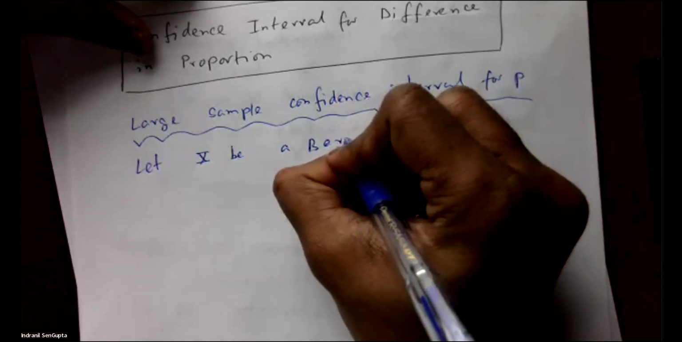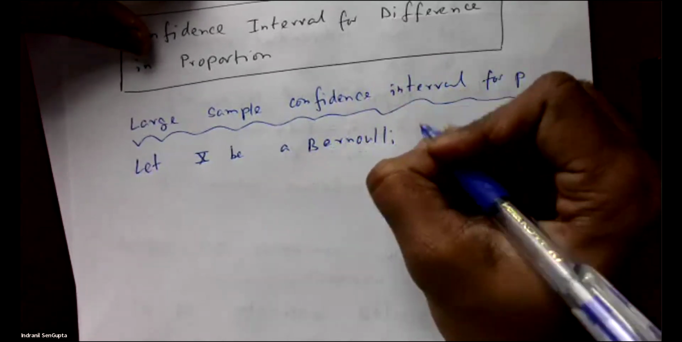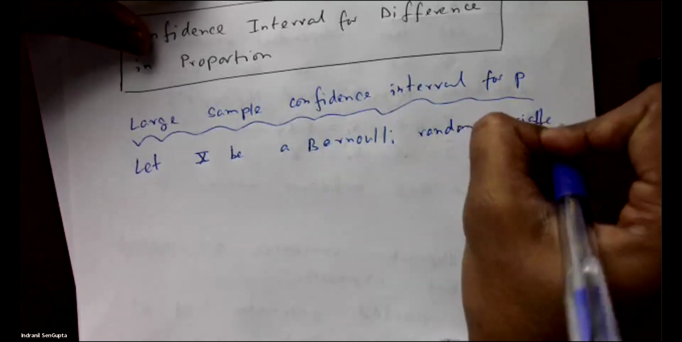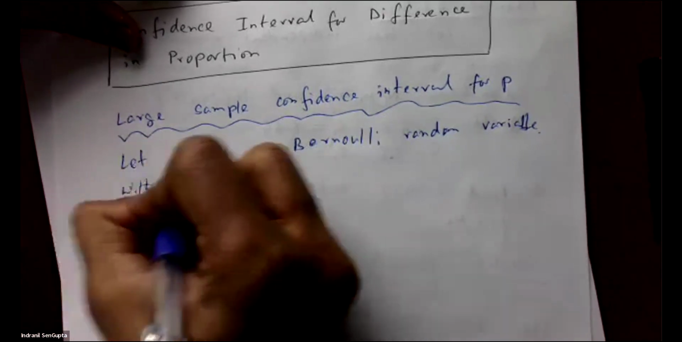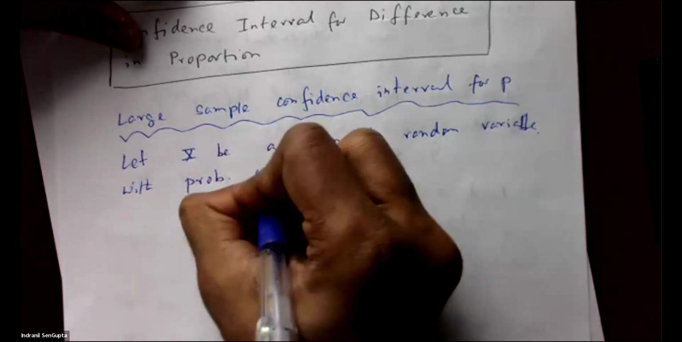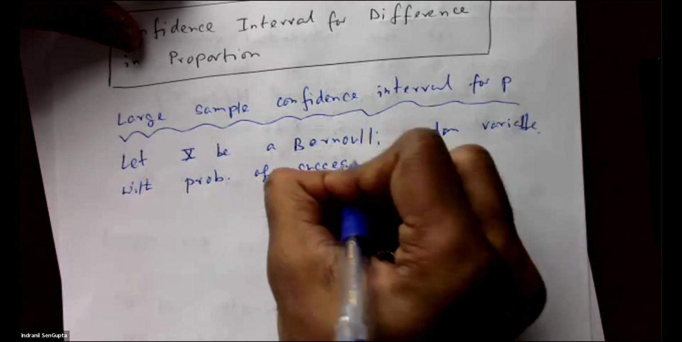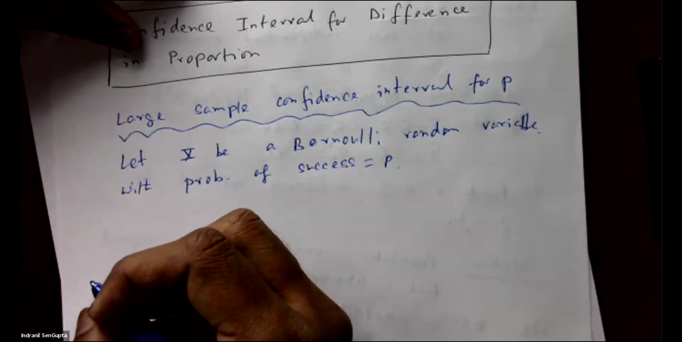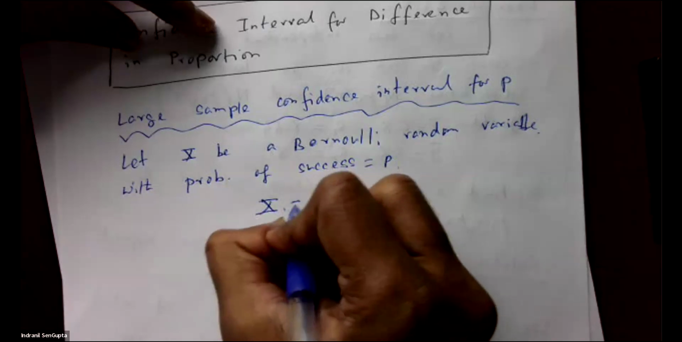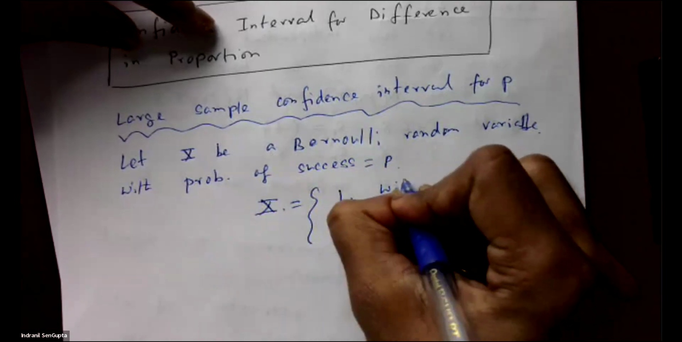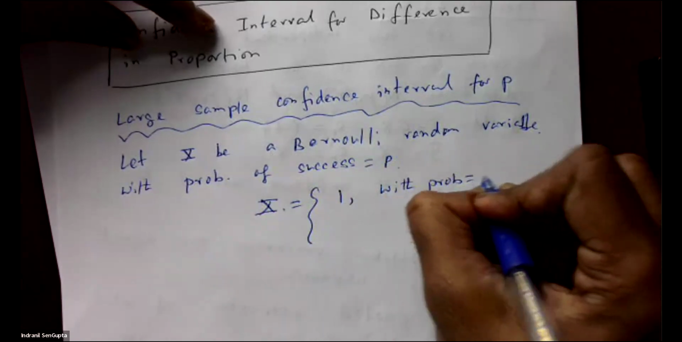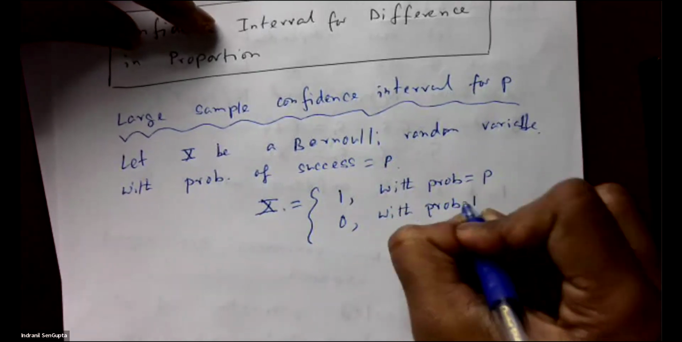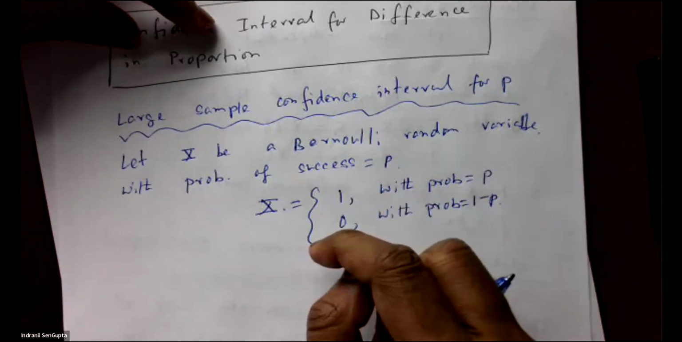So let's let X be a Bernoulli random variable with the probability of success equals P. Basically, I'm assuming X equals 1 with probability P, where 1 is my success, and 0, which is failure, with probability 1 minus P. Okay, so that's a very simple Bernoulli distribution.